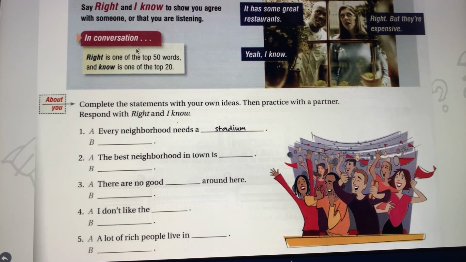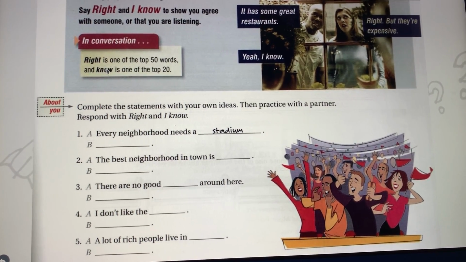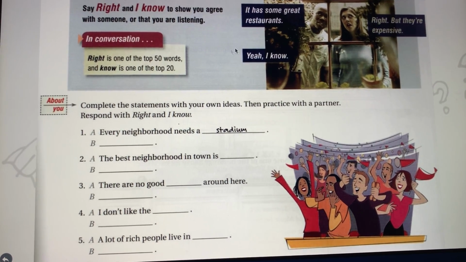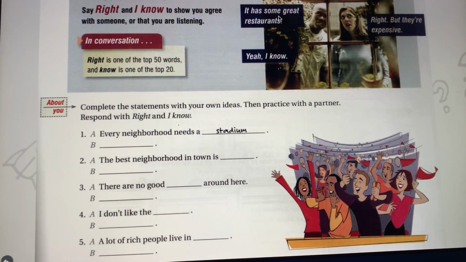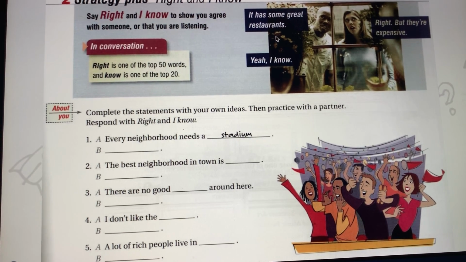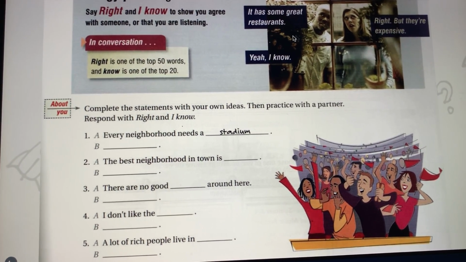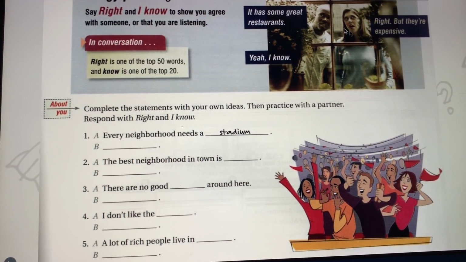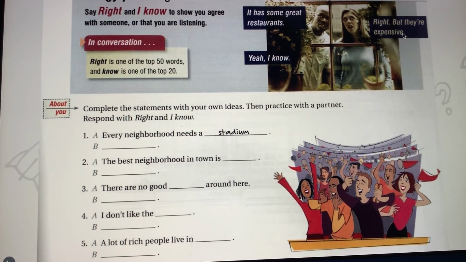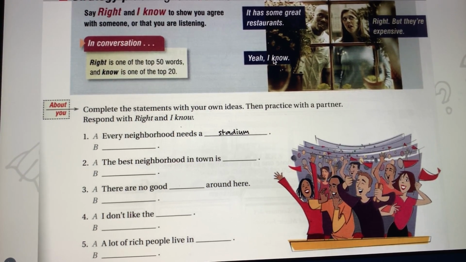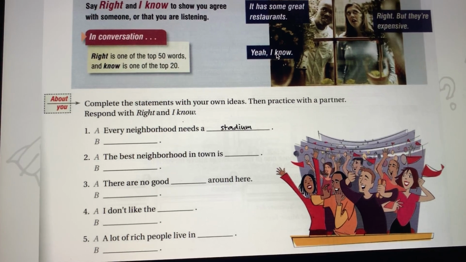Okay, حتقول لك هنا إنه right is more common than I know. Look at here. مثلا it has some great restaurants. Maybe they are talking about a neighborhood. Then she said right, but they are expensive. He said yeah, I know. Okay, and أعرف إنها عادية.